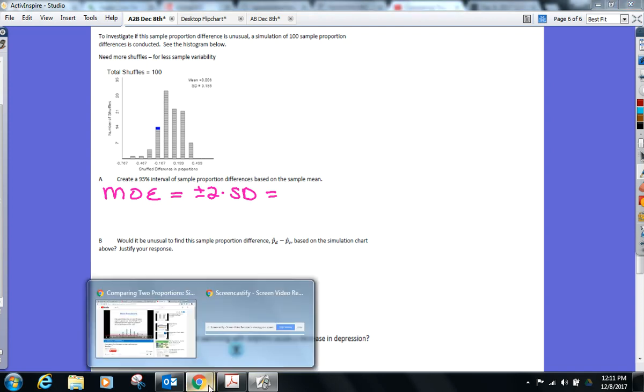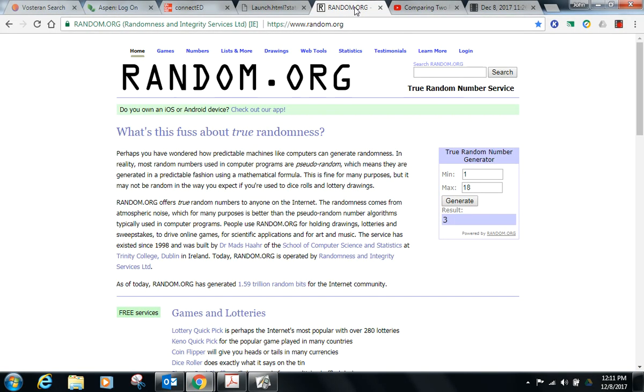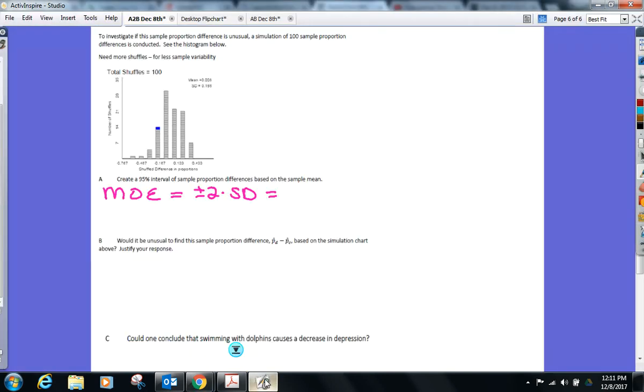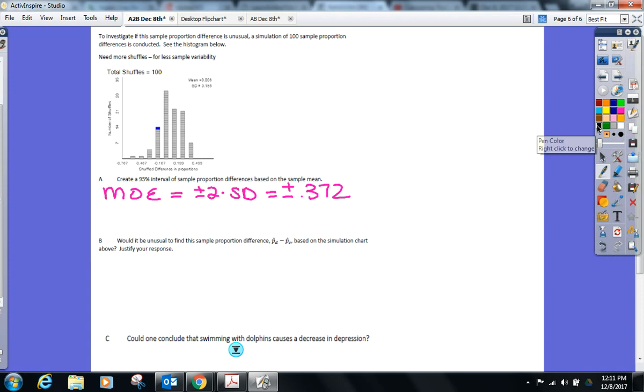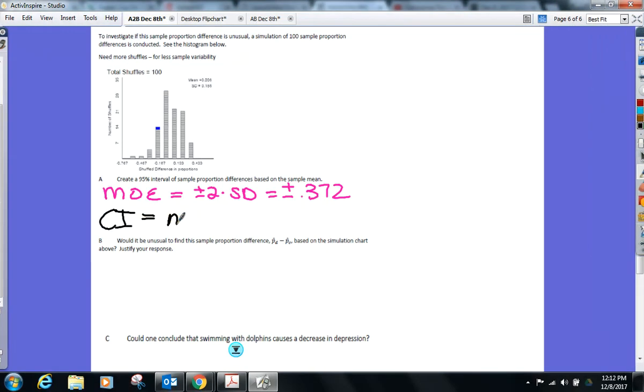Okay, here we go. I'm going to ask some people. Number 5, what did you get as your margin of error? Plus or minus 0.372, yep. Make sure we all keep that plus or minus. Okay, confidence interval. Lucas, remind us again. Confidence interval is mean plus or minus my margin of error, yep. And the mean was 0.008 plus or minus that 0.372. So give me an interval we are 95% confident the mean will be in.